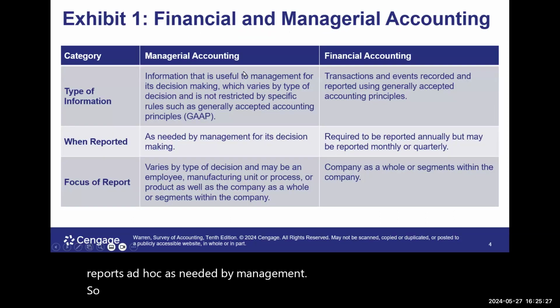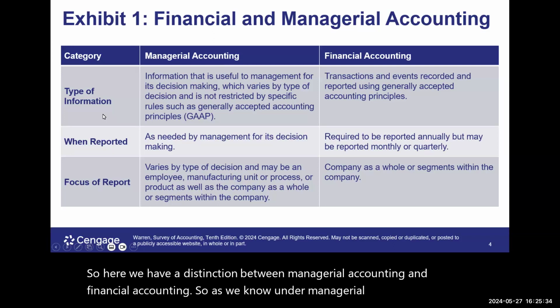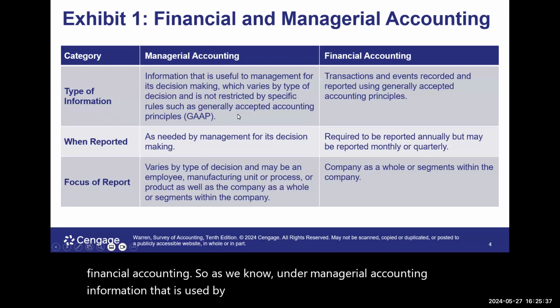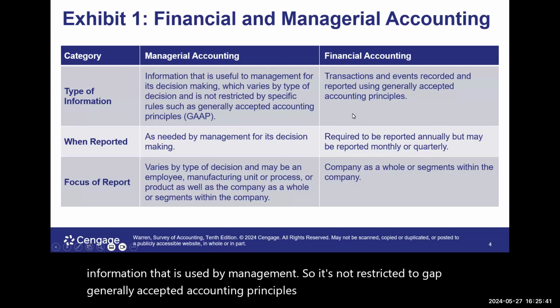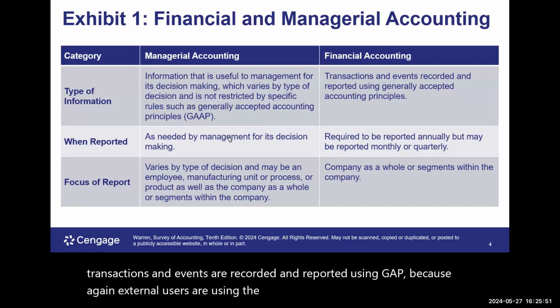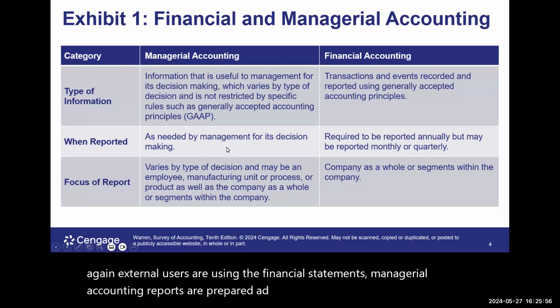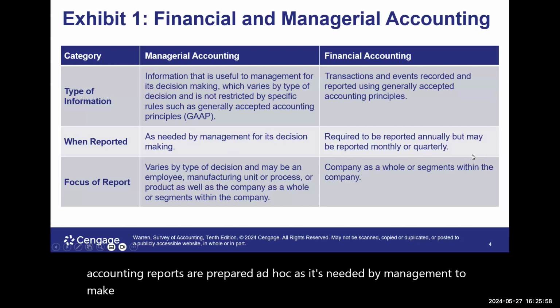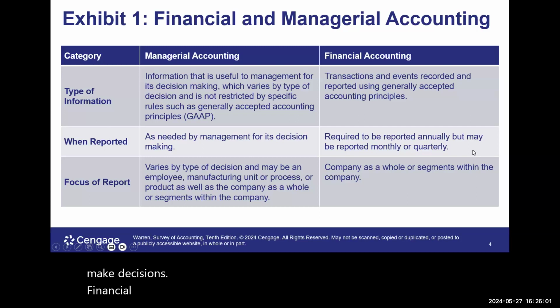So here we have a distinction between managerial accounting and financial accounting. Under managerial accounting, information is used by management, so it's not restricted to GAAP, generally accepted accounting principles, versus financial accounting, where transactions and events are recorded and reported using GAAP, because again, external users are using the financial statements. Managerial accounting reports are prepared ad hoc as needed by management to make decisions. Financial accounting reports are required to be reported annually.